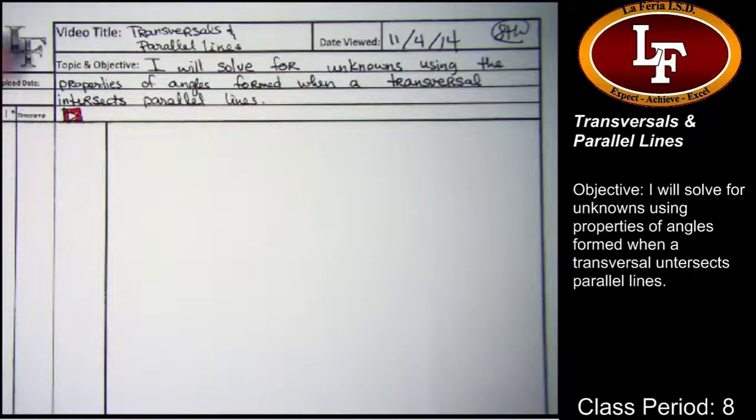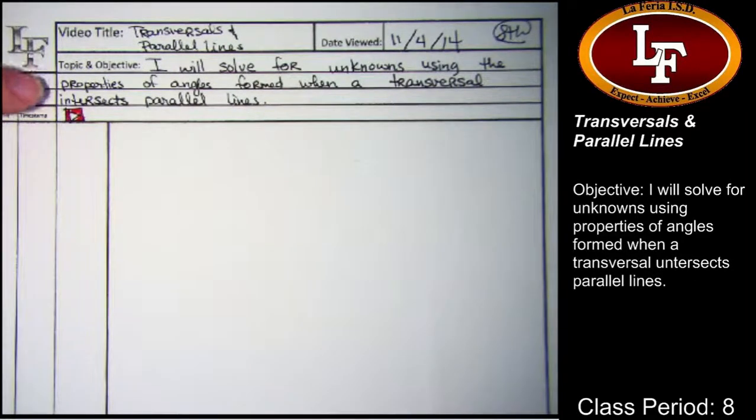Please make sure that you're writing down the objective, which is up here at the very top. Make sure that you have that written down as well. While you guys are finishing up the objective, let's get into the prep work. We're going to continue on from yesterday.